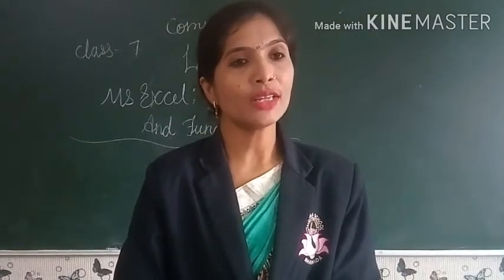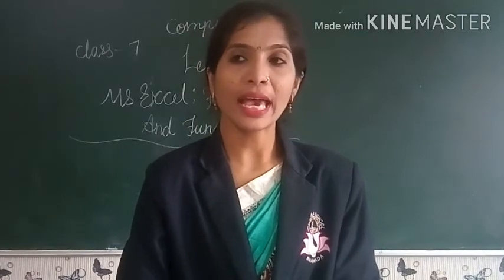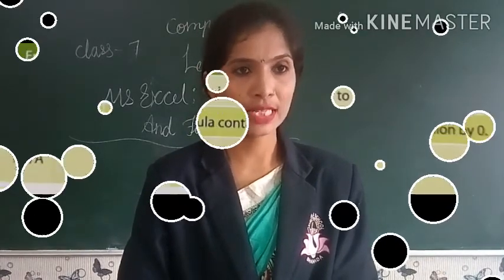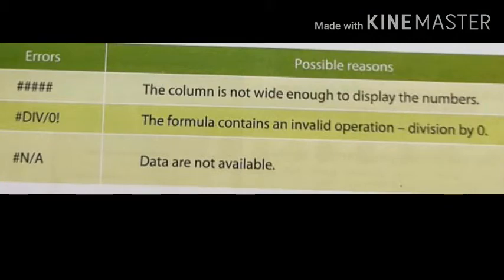Now, while using the formulae, some error results will be there, that we will see. Sometimes a formula displays a result such as hash value rather than the result it was intended to display. Hash value is a type of error displayed by MS Excel. Some other errors that MS Excel shows are listed in the table.